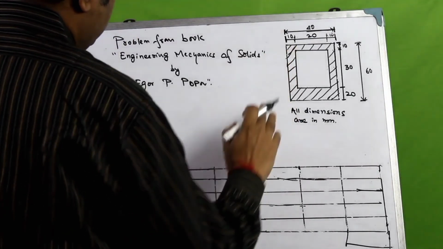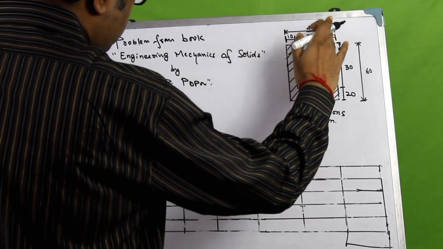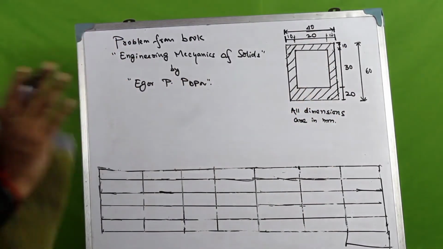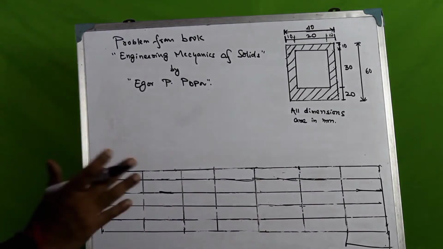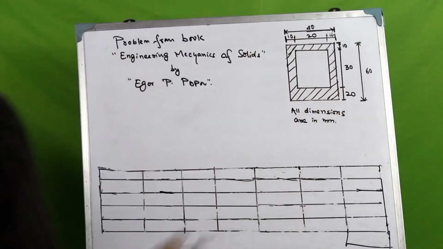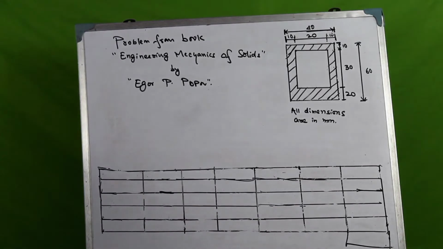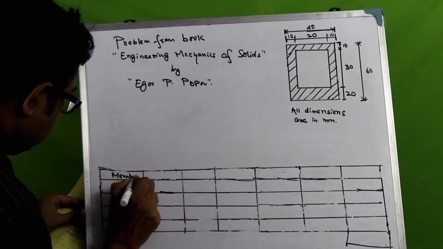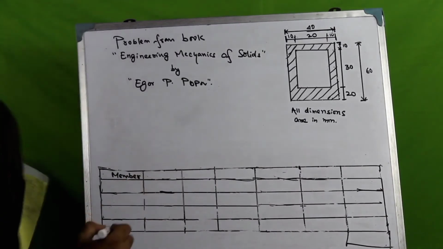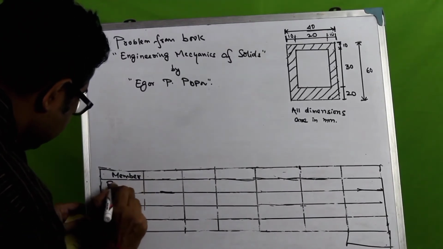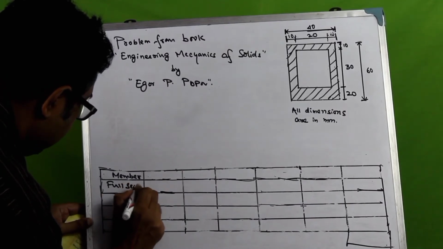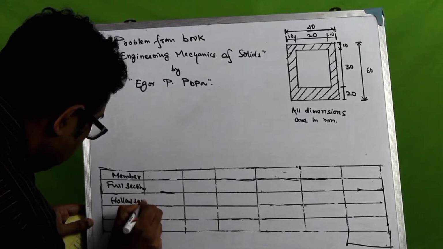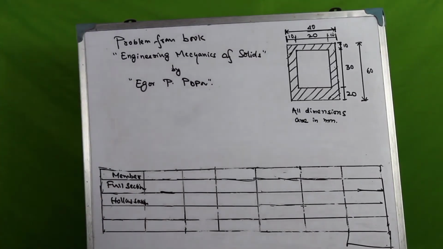One is a positive section, which is this whole rectangular section. For this hollow section, which doesn't have anything, there is no material in it, it's a hollow, so we'll consider it as a negative area. So for the member here we write the full section, which is the full rectangular section, and then we have the hollow section. The hollow section would have a negative area.